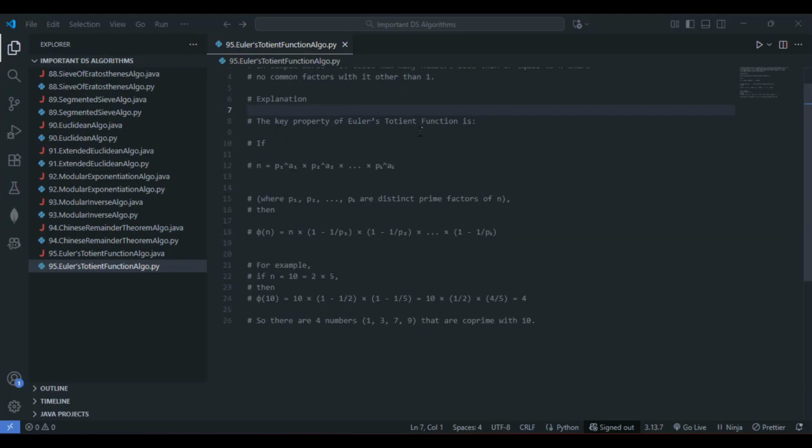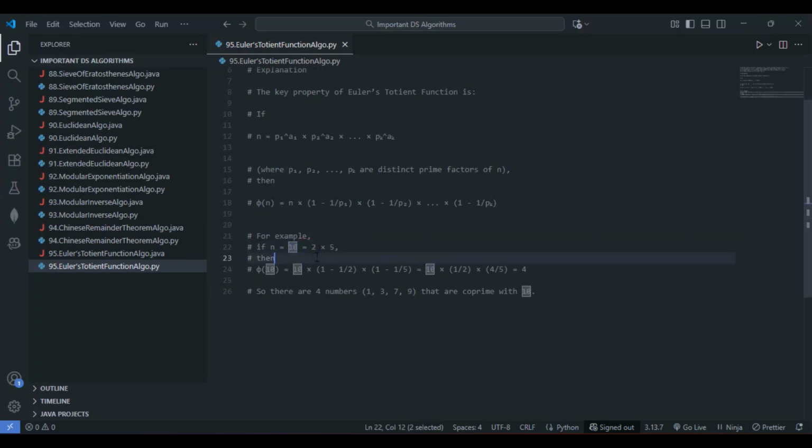The key property of Euler's totient function is: if n is equal to p1 to the power of a1 times p2 to the power of a2, and so on up to pk to the power of ak, where p1, p2 up to pk are distinct prime factors of n, then totient of n is equal to n times (1 minus 1 by p1) times (1 minus 1 by p2) up to (1 minus 1 by pk). Simple. Now let's go with a simple example.